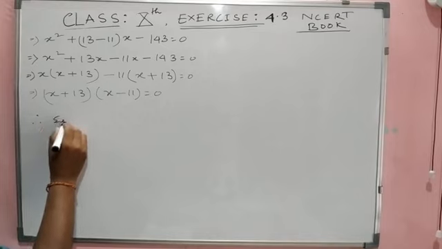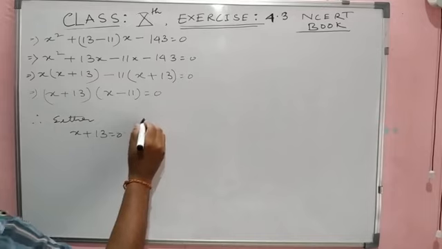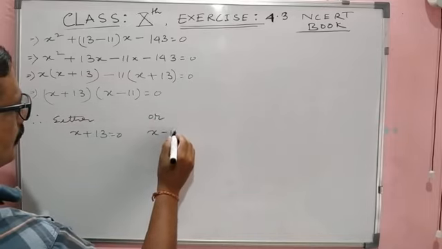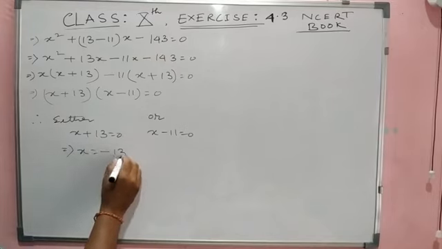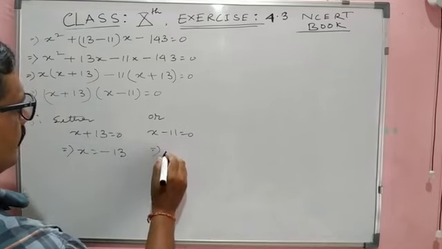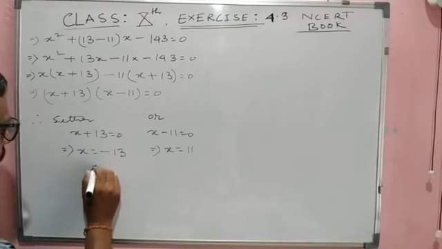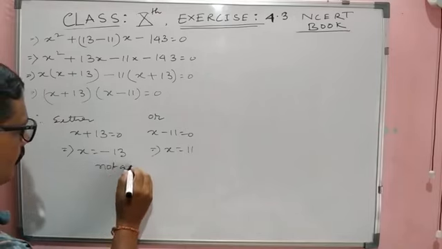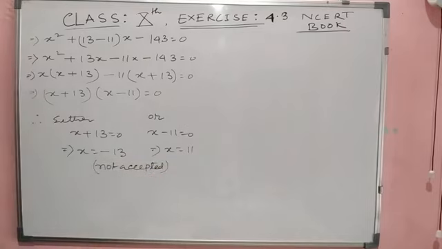Therefore either x plus 13 equal to 0 or x minus 11 equal to 0. This implies that x equal to minus 13 and x equal to 11. So, consecutive odd positive integers. The integer is positive but minus 13 is not, so it is not accepted. So we cannot accept this.